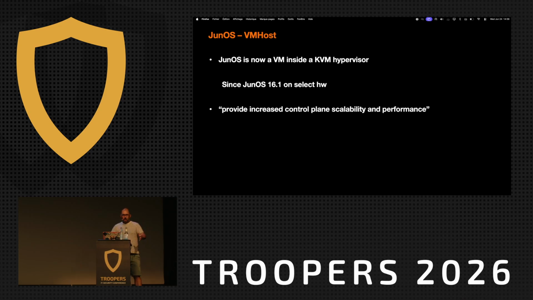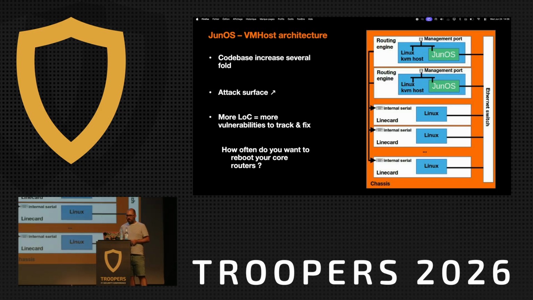Okay, so now in terms of evolution, JunOS is now a VM inside a KVM hypervisor since JunOS 16.1. Juniper's justification is to provide increased control plane scalability and performance. So security is not a goal, so that's good. This is what it looks like.